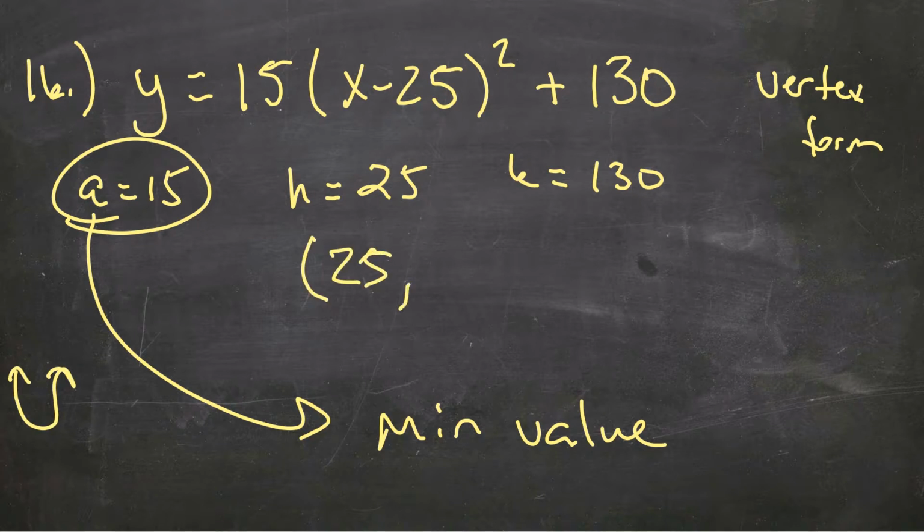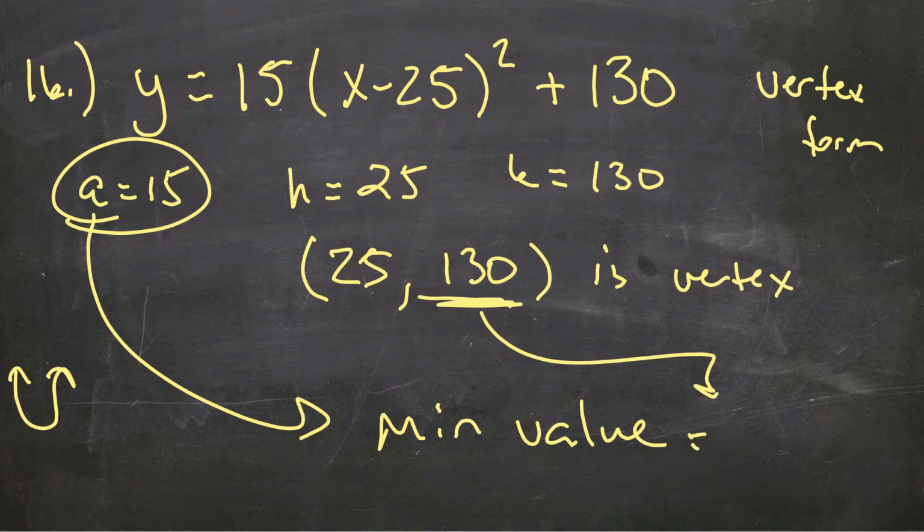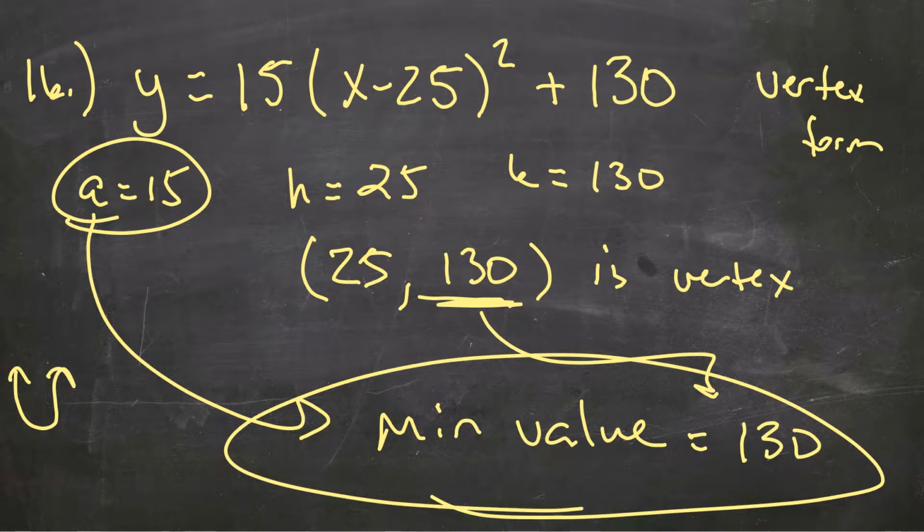The vertex is 25, 130. Remember, that's not your value. Your value is just the y, so your final answer is just min value equals 130. And that's it for 16.